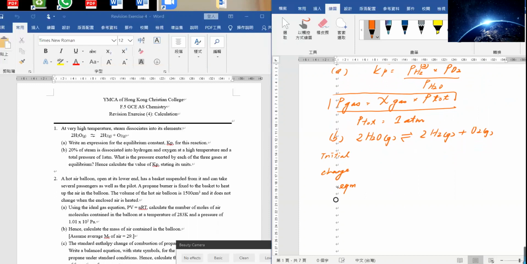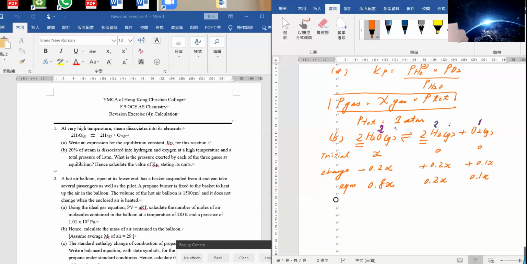Okay, now the question is saying that 20% of steam is dissociated, right? So originally you can let x, okay, you have x steam and then 0, 0. Since 20% is going to the right-hand side, the change will be negative 0.2x. And this will be positive 0.2x since the mole ratio is 2 to 2, 1 to 1. And this will be 0.1x because the mole ratio is 2 to 2 to 1. Any question? Then let us look at the steam: x minus 0.2x will be 0.8x, and this will be 0.2x, 0.1x.